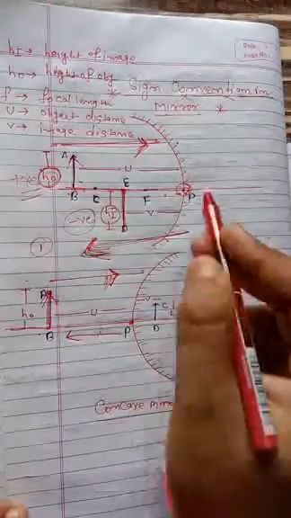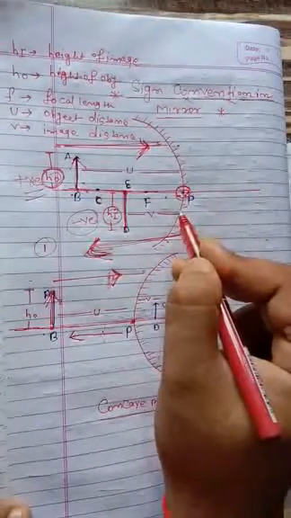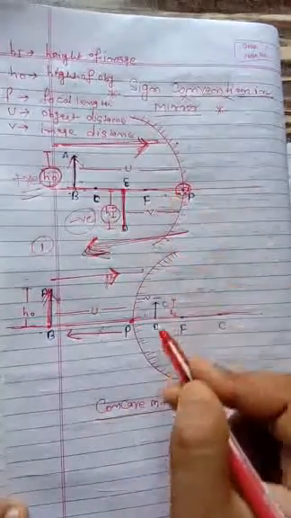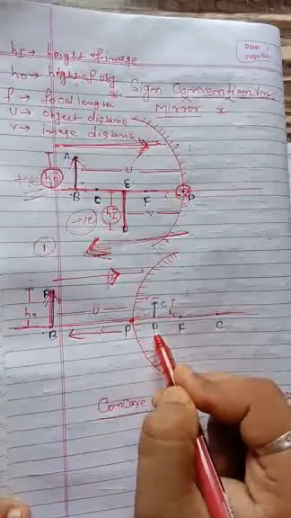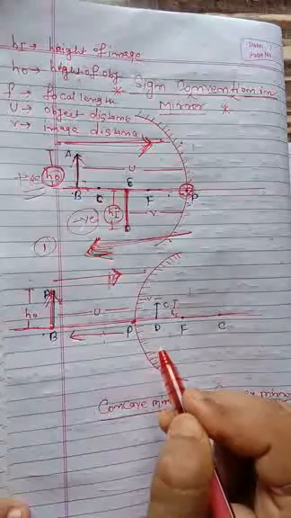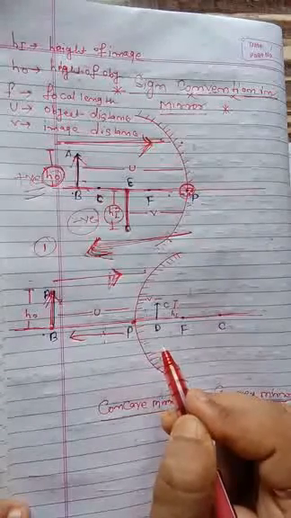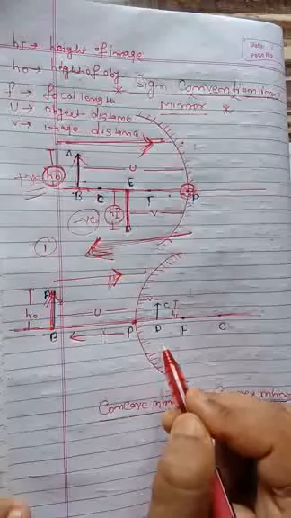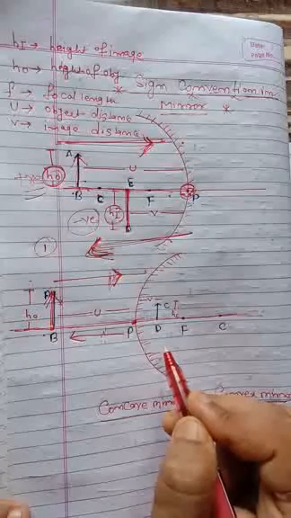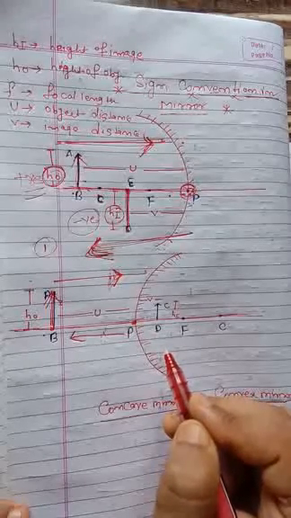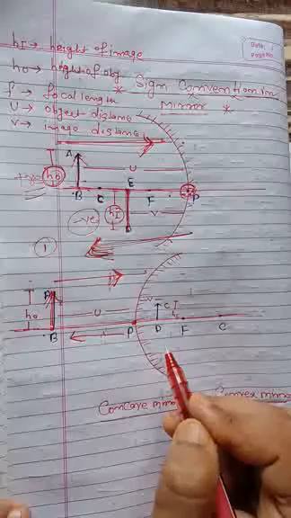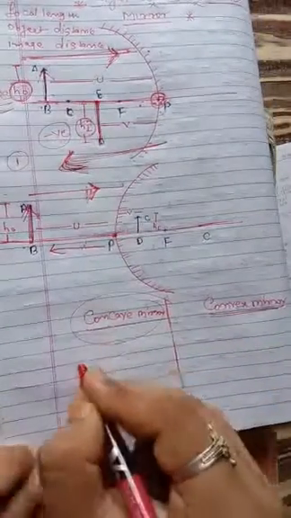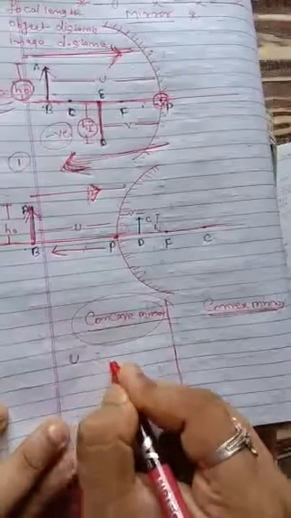What is the first rule? The first rule says that all distances are measured from the pole of the mirror, whether it is concave or convex. The second rule says that all distances measured along the direction of the incident ray are taken as positive, and distances measured in the direction opposite to the direction of the incident ray are taken as negative. So in the case of the concave mirror, the object distance is negative.